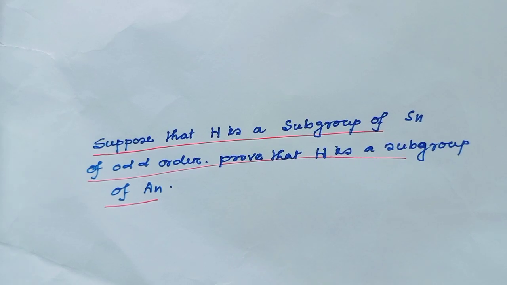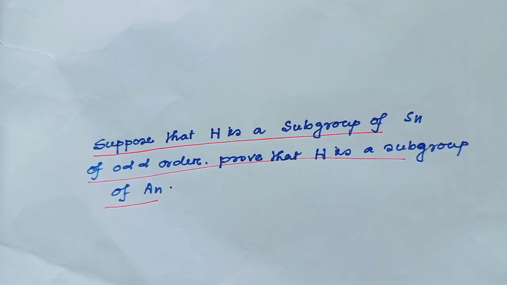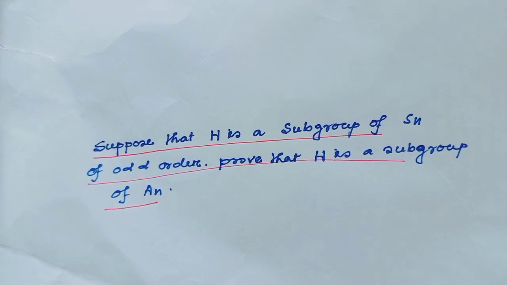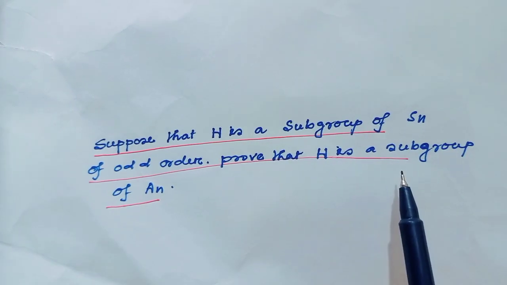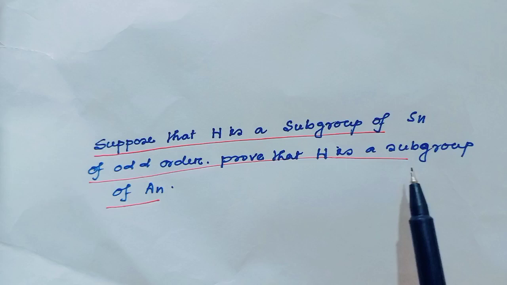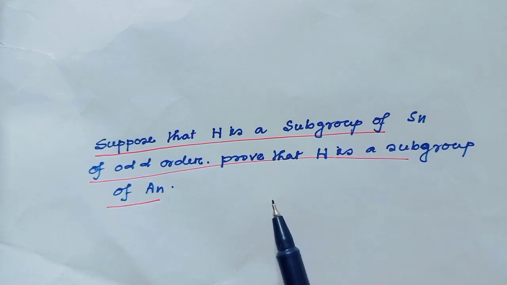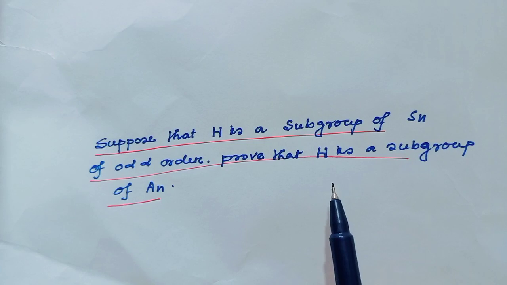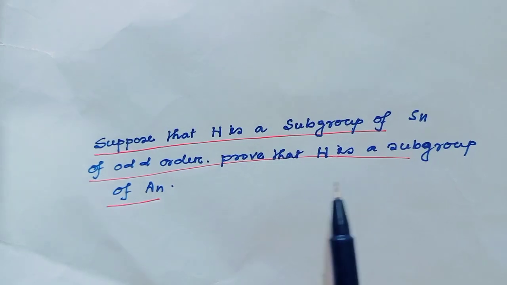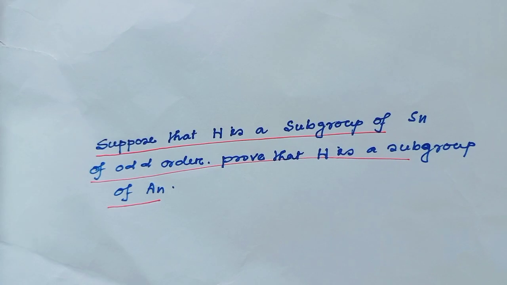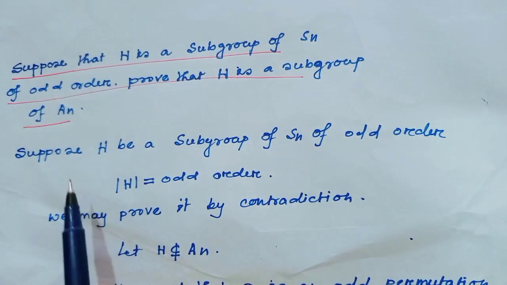This is also very interesting. The question is, suppose A is a subgroup of the permutation group Sn of odd order. That means A is a subgroup of Sn of odd order. Now I will prove this is actually a subgroup of the alternating group An. This proof is very interesting and very easy. At first, just think on your own how I will prove this part. Then see my video. Let's see the proof.